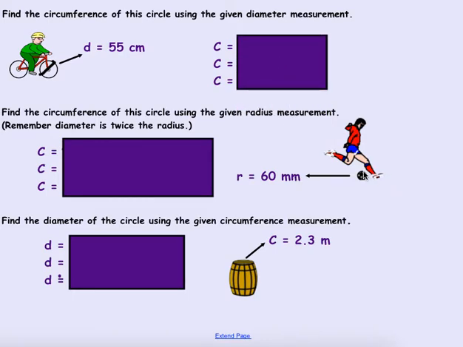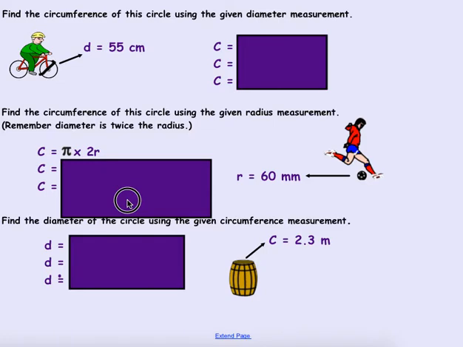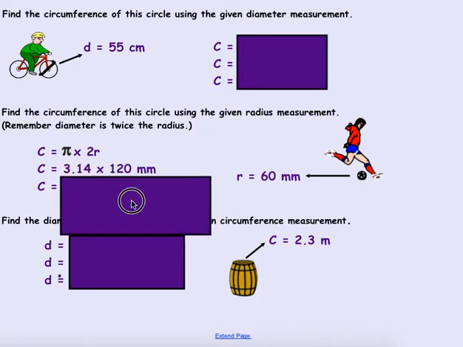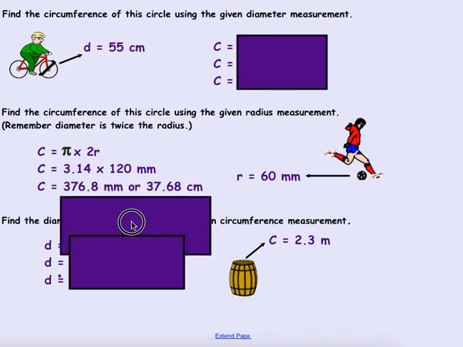Now if we have this soccer ball and the radius is 60 millimeters, remember, we can do 2 times the radius times pi. That is our other way of finding the circumference. So pi times 2r. So we do 3.14 times 120 and get 376.8 millimeters, or we can convert that to centimeters.